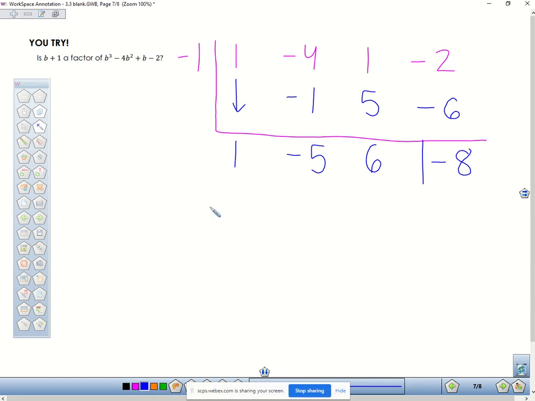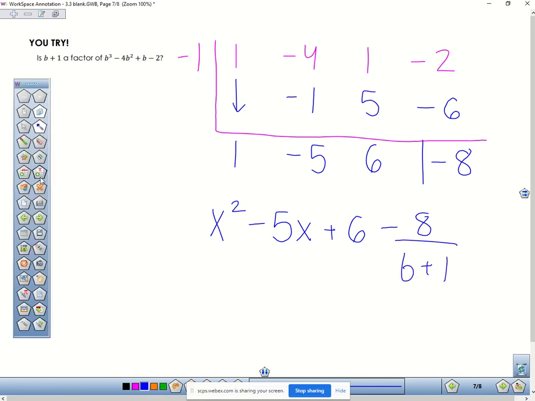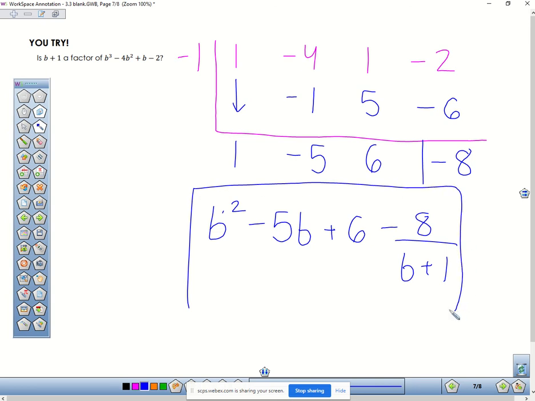What is it going to be? And then, good. Oh, we shouldn't have x's here. My bad. This is b. I just realized that. We're using letter b, so just make it consistent. This would be your answer. And is the answer to the question no or yes? No. The answer would have been yes if the remainder was 0.